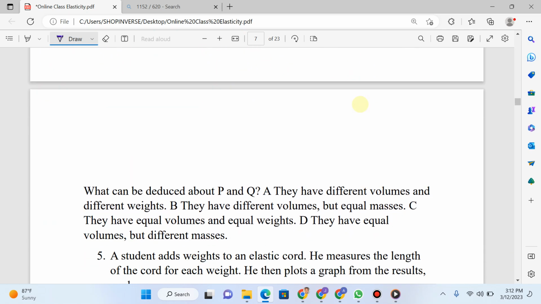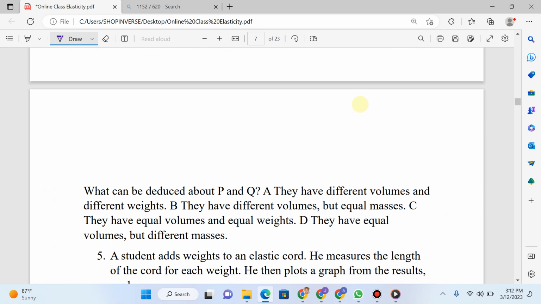They have the same volume and different weights. They have different volume and different weights. No, they have the same volume because they have identical dimension. Option B, they have different volumes but equal masses. No, they have the same volume. Option C, they have equal volume but equal weights.